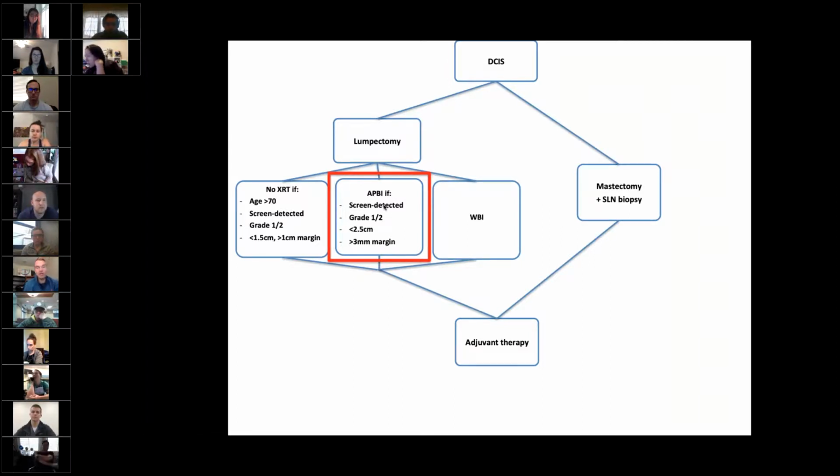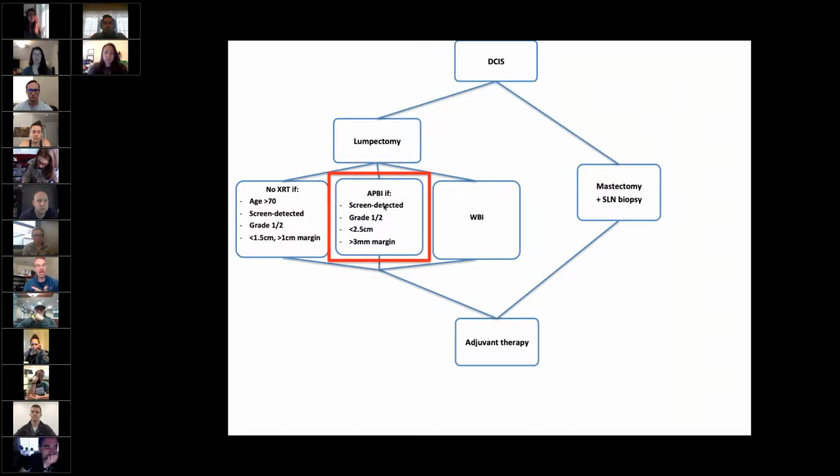Yeah, exactly. So for those of you who are senior residents and getting ready to take the boards and things like that, you should separate screen detected DCIS and mass associated DCIS in your mind. Mass associated DCIS has a much higher risk of being upstaged on lumpectomy. And so one of the rare circumstances where you might do a sentinel node for DCIS is mass associated DCIS in the tail of the breast, where you think there's a high risk of it being upstaged to invasive cancer.